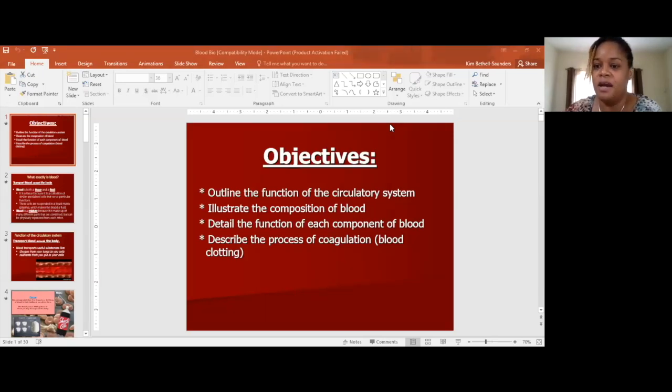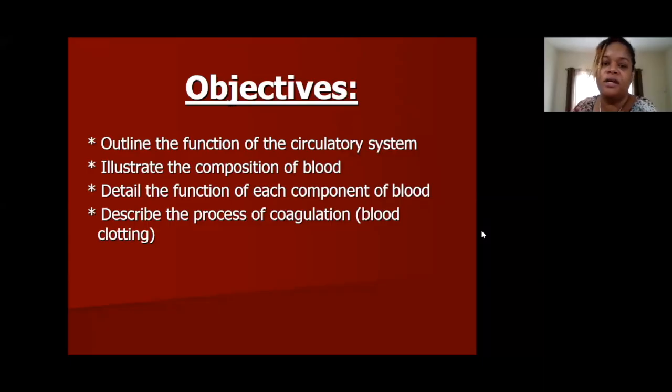So let's get started. First, we're going to look at what our objectives are today. Outline the function of the circulatory system, illustrate the composition of blood, detail the function of each component of blood, and describe the process of coagulation. Now, you can make some notes as we go through the slides, but there is going to be a note sheet that is going to be attached at the end of today's lesson. But you can also go ahead and make your own notes if it's easier for you.